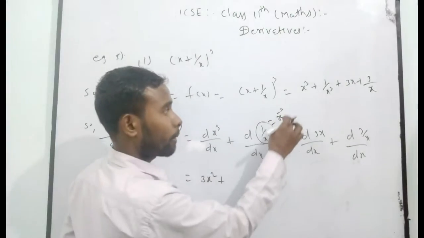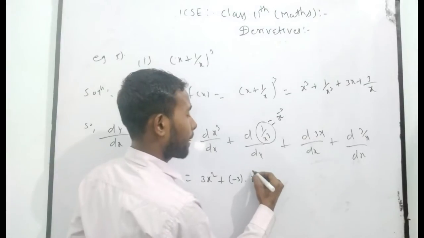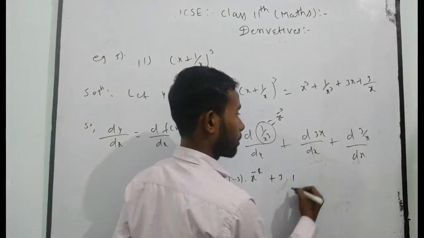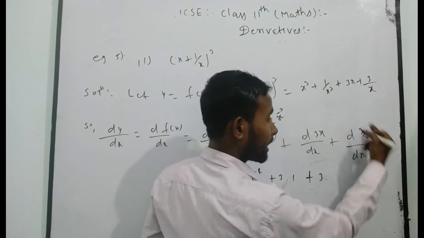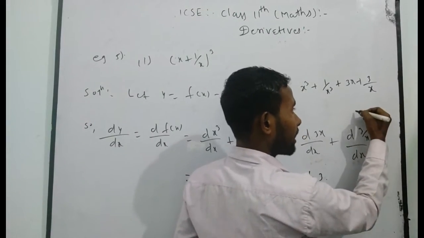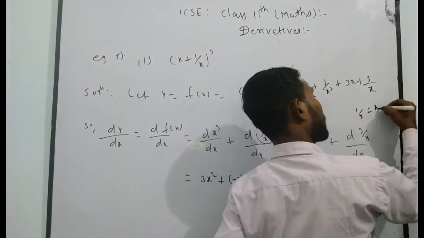So the derivative of x to the power minus 3 will be minus 3 into x to the power minus 3 minus 1, that means minus 4, plus 3 times the derivative of x with respect to x, which will be 1, plus 3 by x. So I want to take out common 3. In that case, what is the derivative of 1 by x? Because if you take out 3, then you will get 1 upon x. 1 upon x can be written as x to the power minus 1.